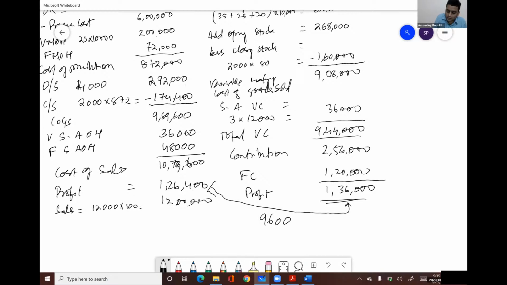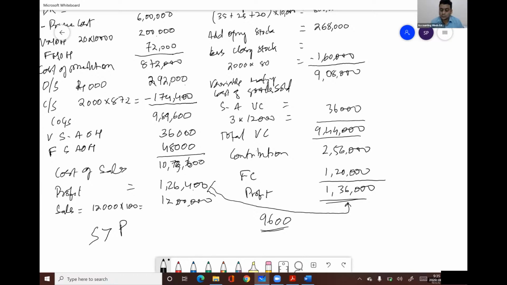9,600. So when sales are greater than production, absorption costing and variable costing will give different answers. Agree? Which is more? Variable costing is more. Variable costing profit is more.